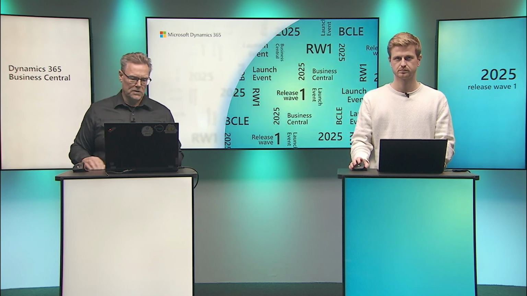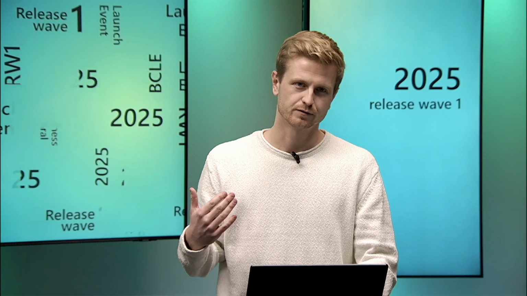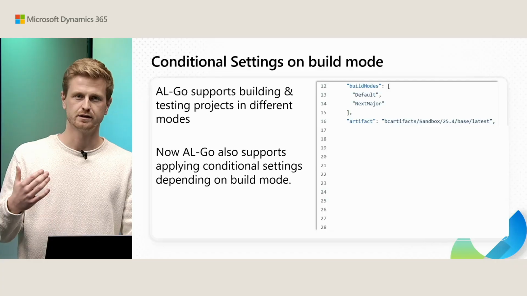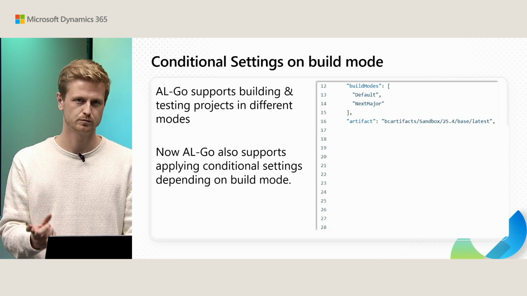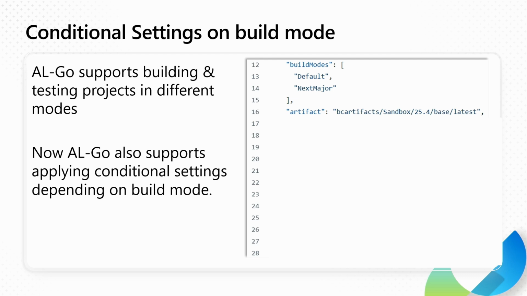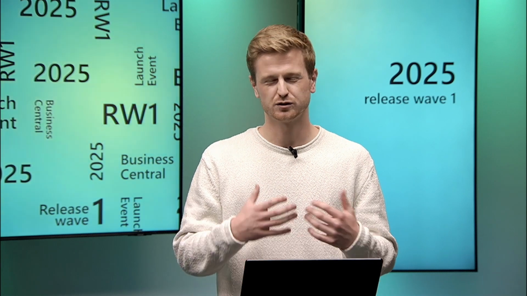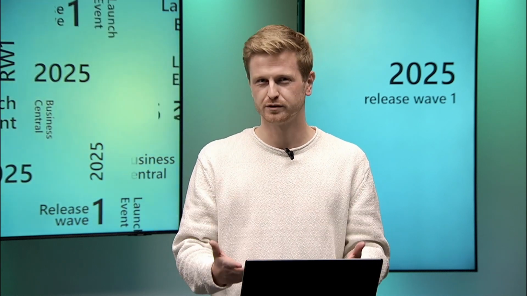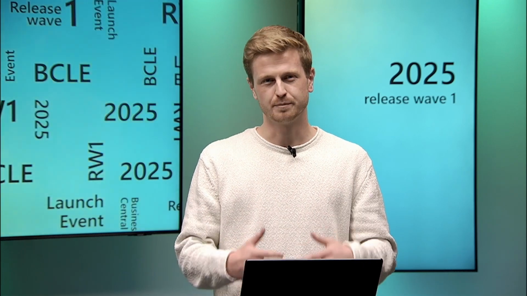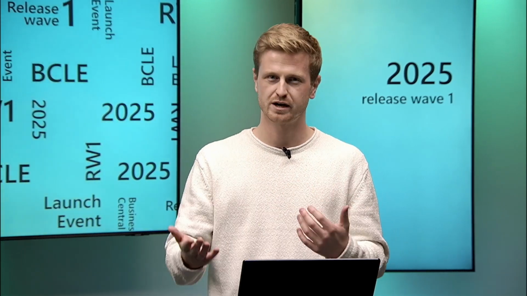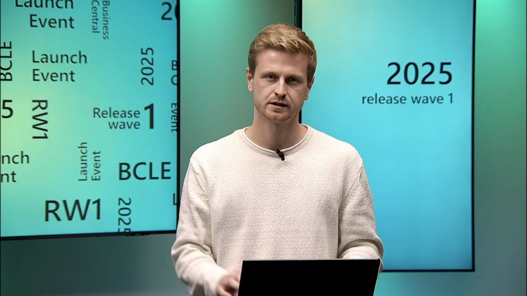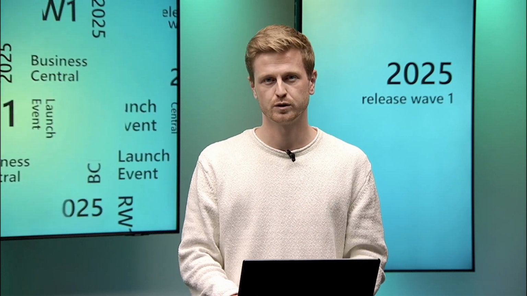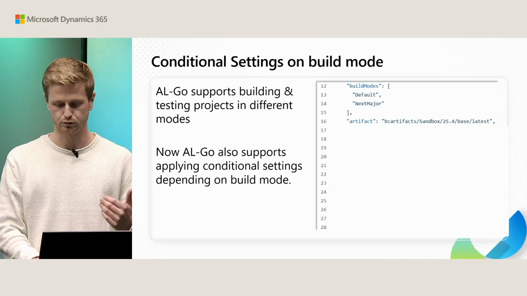based on build modes. So taking a step back first, let's just talk about what build modes are. In this settings file here, you can see I've defined a default build mode and a next major build mode. This basically allows me to build the project in two different configurations, default and next major. But ALGO doesn't really, out of the box, do much different for these two build modes. So in the past, what you've been able to do is add a script override, for example. You could say, if default mode, then do this. If next major mode, then do that. But with the latest version of ALGO, now we also support conditional settings based on build modes.